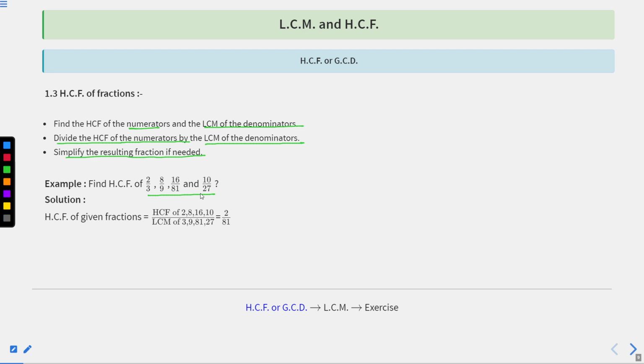So the HCF will be given by the HCF of the numerators, that is 2, 8, 16, 10, and the LCM of the denominators. The HCF of the numerators will be 2 and the LCM of the denominators will be 81. Don't worry, we will see how to find the LCM in coming slides.